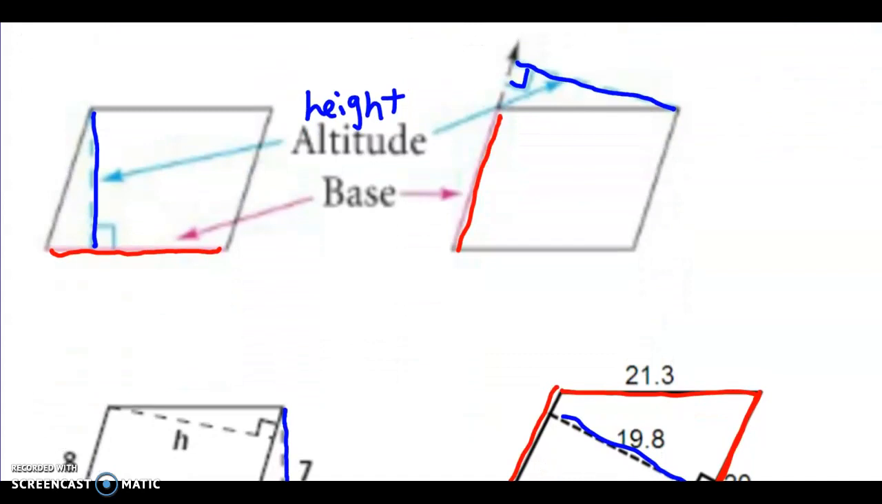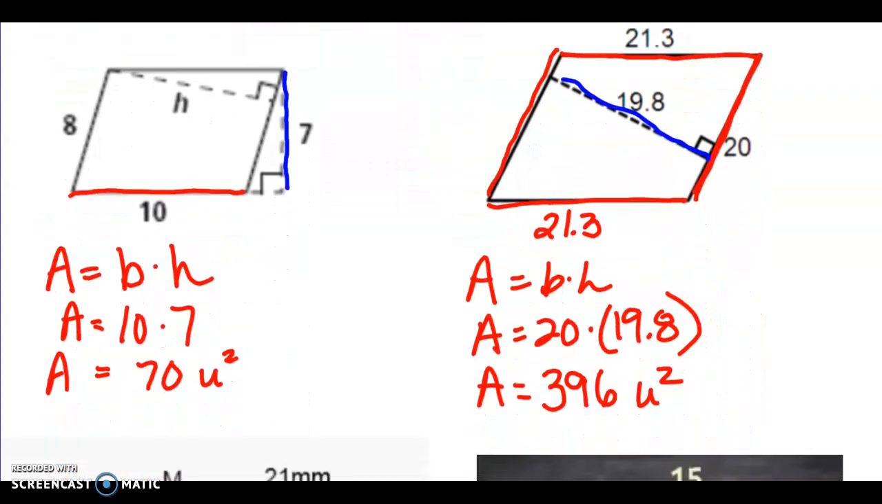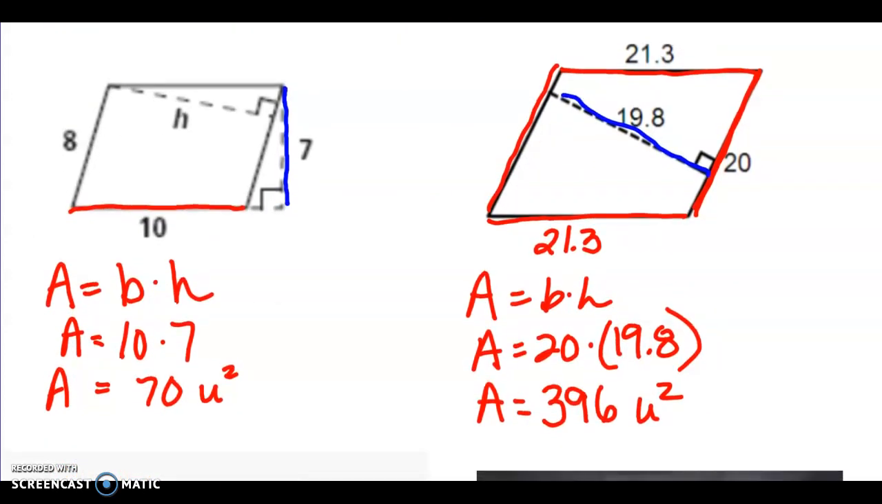So here's 2 more examples. The base is red, the height, or altitude, is blue. This one, my 90 is up here in the corner. So that means my height is going to be that blue one and the base will be the red one. We do not want to extend beyond the parallelogram because then it would be more than the parallelogram.